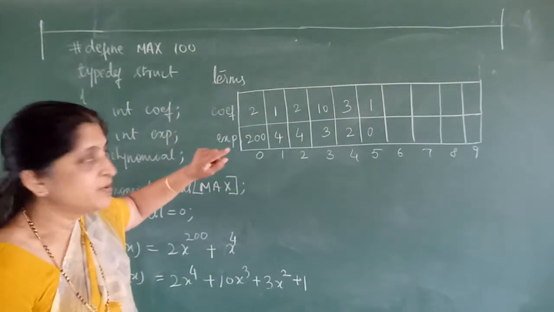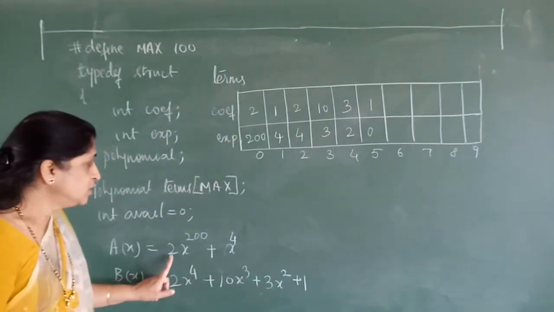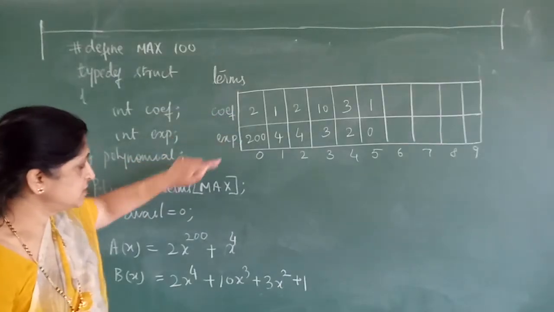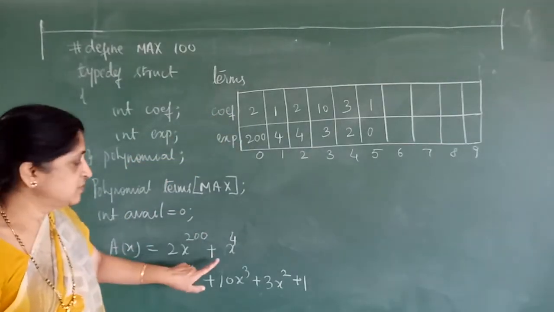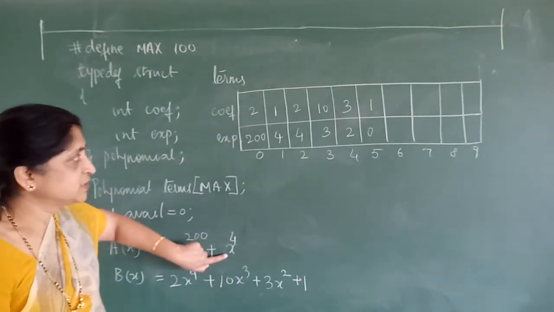So every term has coefficient and exponent. Then how do I represent 2x to the power 200? 2 is the coefficient and exponent is 200. The next term is 1 is the coefficient, 4 is the exponent.